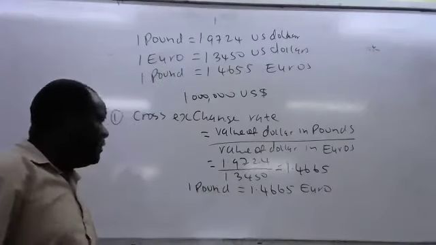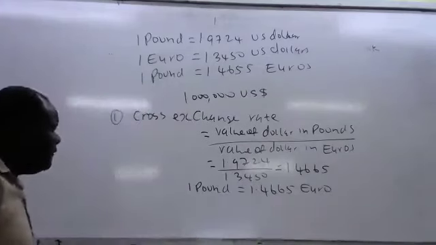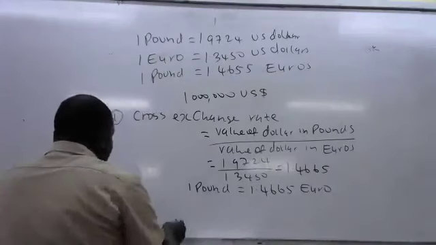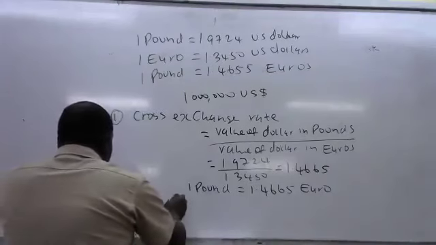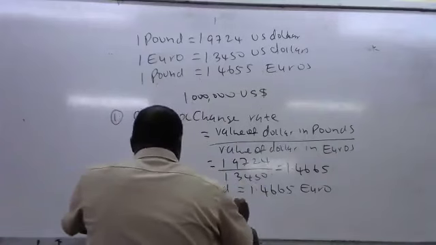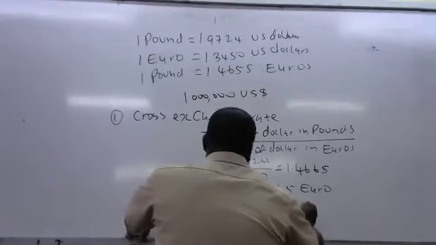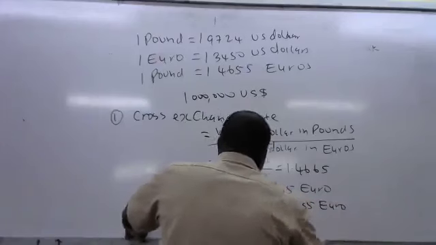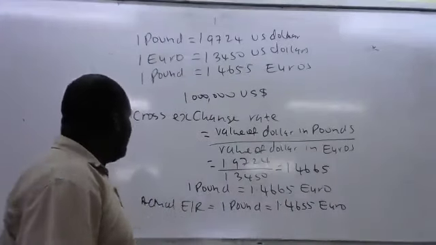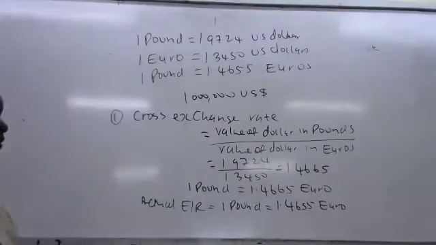So in the cross exchange rate, 1 pound will be equivalent to 1.4665 euros. But the question has given you the actual exchange rate. You can see the actual exchange rate here: 1 pound is equivalent to 1.4655 euros. This is what is given up here, the actual exchange rate. But when we go to the cross exchange rate, we have it at that level.